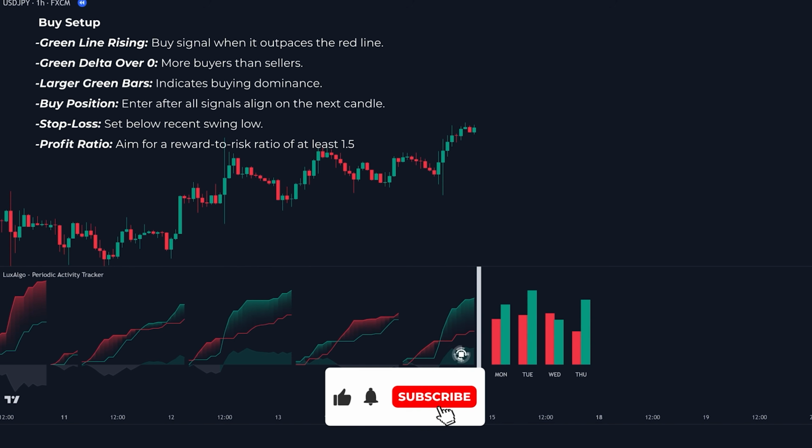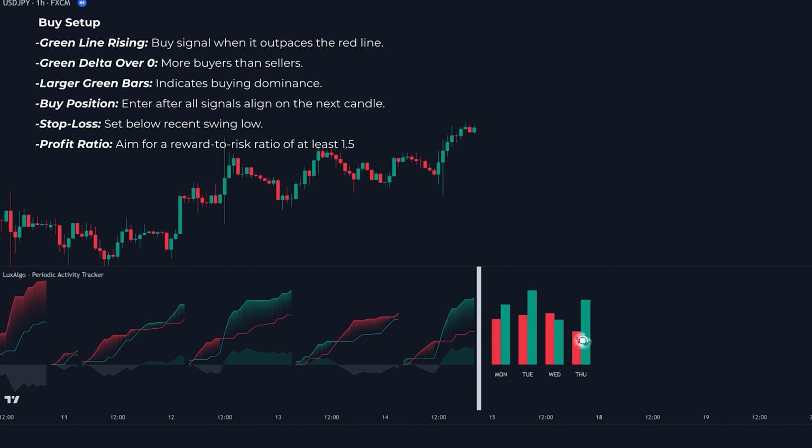Look at the green delta. A green delta over 0 shows that there are more buyers than sellers. Compare bars. Make sure the green bars are bigger than the red ones, showing more people are buying than selling. If all these three signs are there, a green line rising, a large green delta above 0, and bigger green bars, you can initiate a buy position on the next candle following the confirmations.